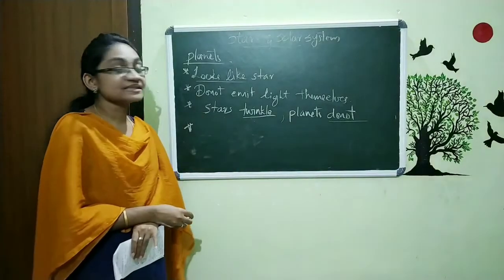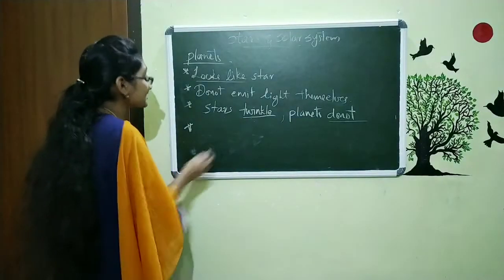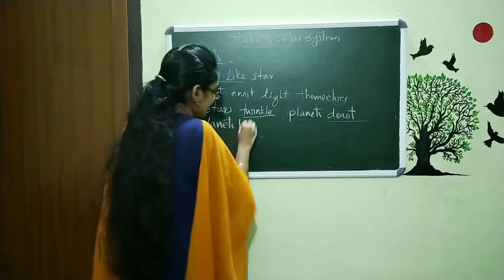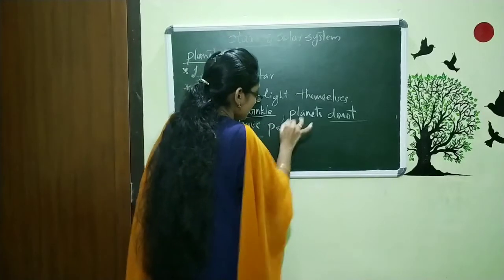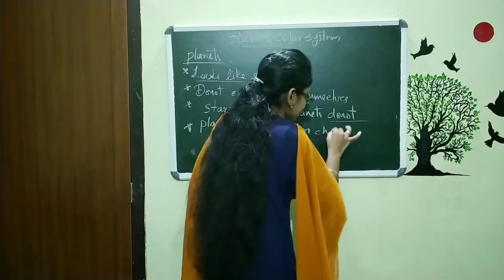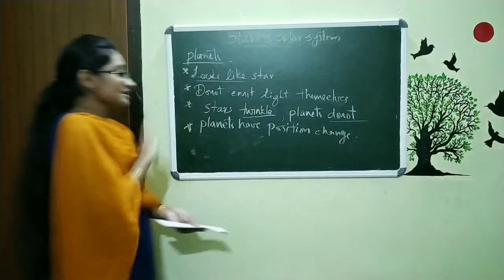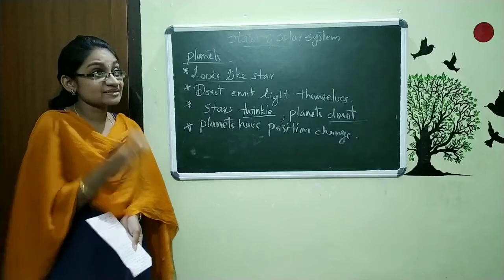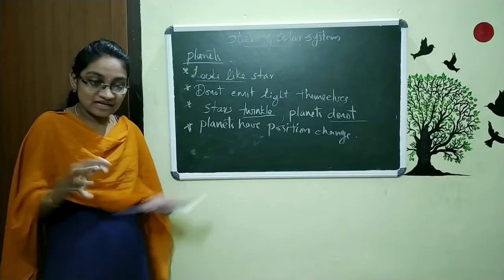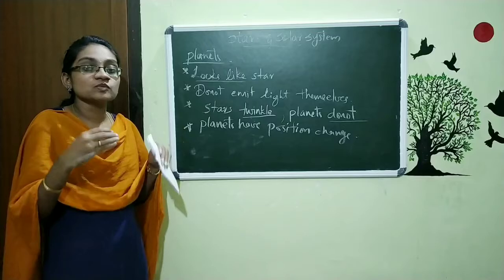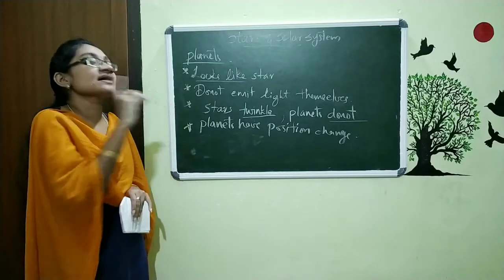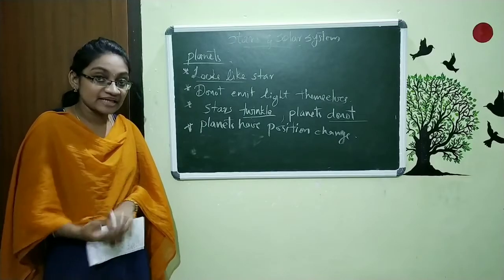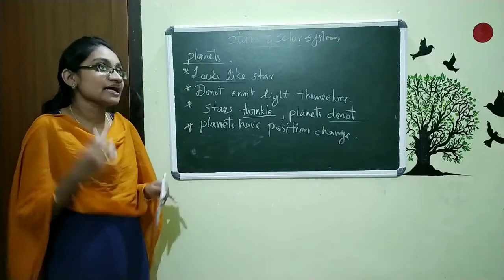And one more thing is that planets have position change. We said in our last class that stars are not moving from one place to another. We feel like the stars are moving. The reason is this: our earth is moving and we are also moving with the earth, and we feel like the stars are moving. But actually who is moving? Actually it is our earth that is moving, and we are on the earth, so we are moving, and we feel like the stars are moving.